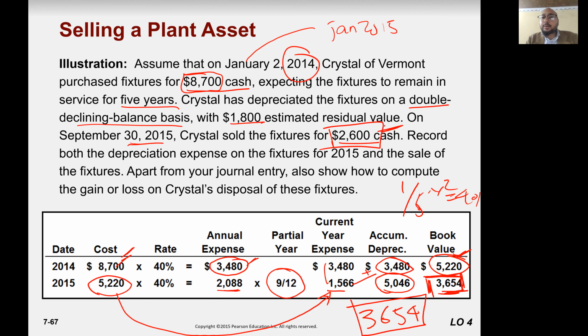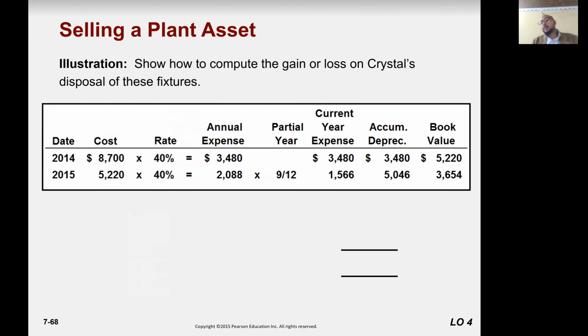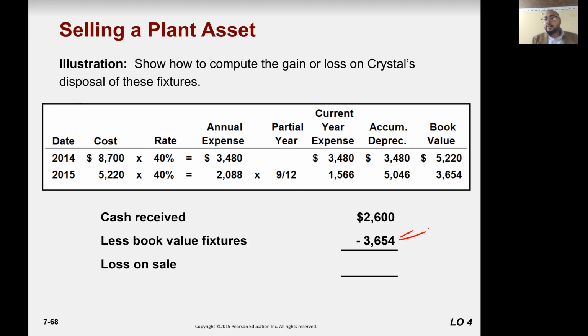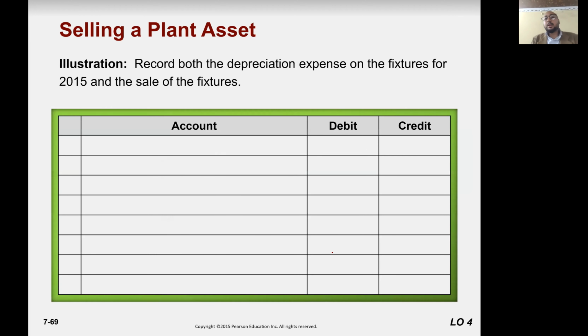How do you accommodate that? Let's see. So remember, cash received 26, book value, the answer is a loss of 1,054, and how do you record it? So what is the entry for depreciation expense in 2015? Depreciation expense to accumulated depreciation, right? So what is the value of the asset? You are disposing of the asset.